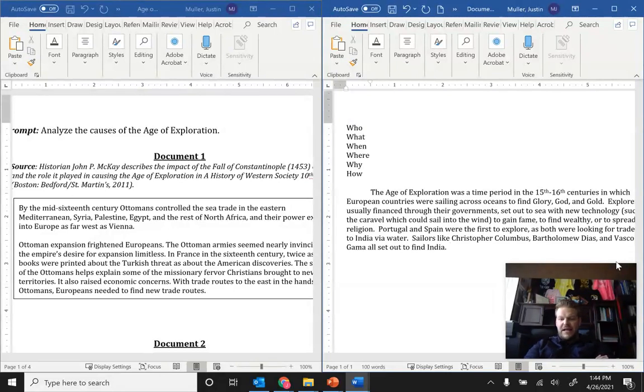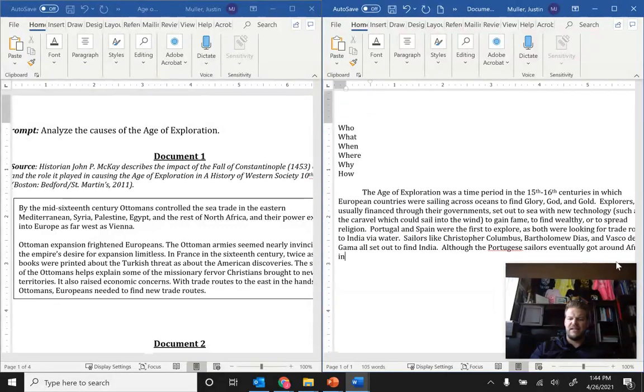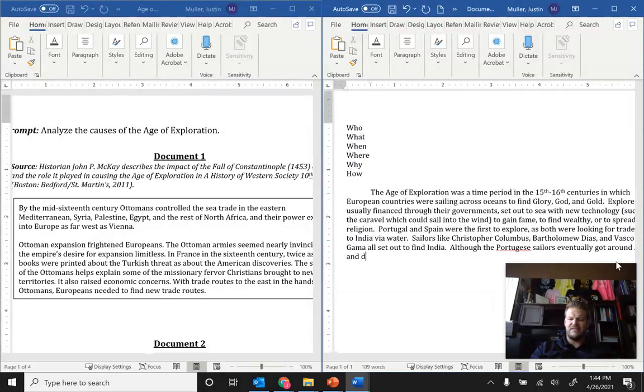Okay, so I got the who. I got the what, meaning what is the age of exploration. I got the when with the 15th, 16th centuries. I got the where, so I'll add a little bit of where. Although the Portuguese sailors eventually got around Africa and developed trading posts in both Africa and India.